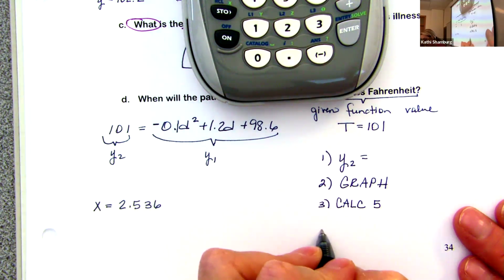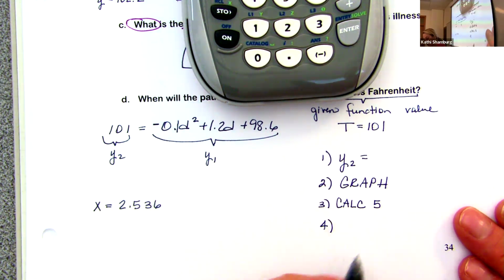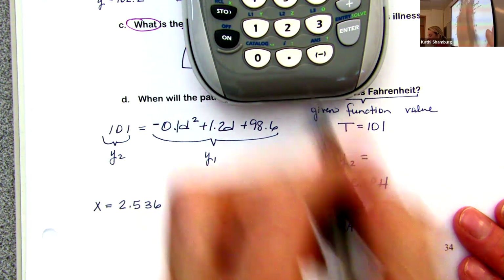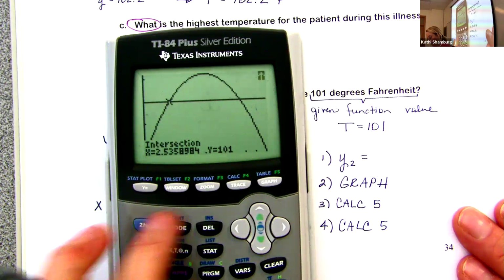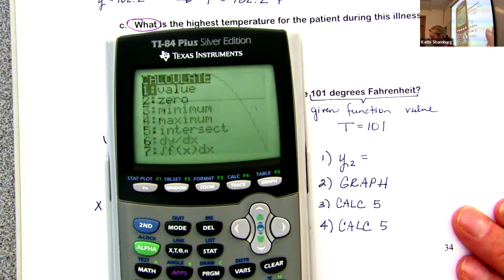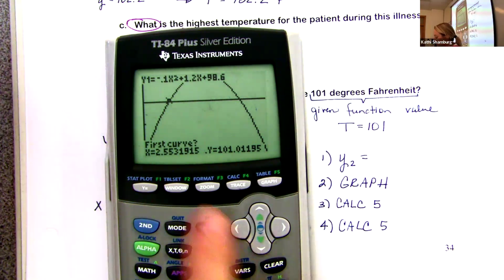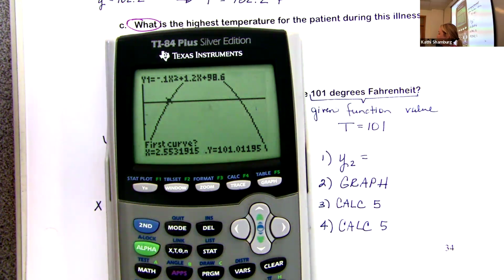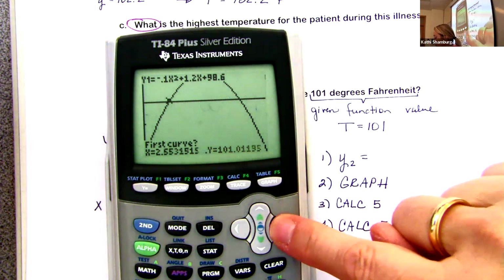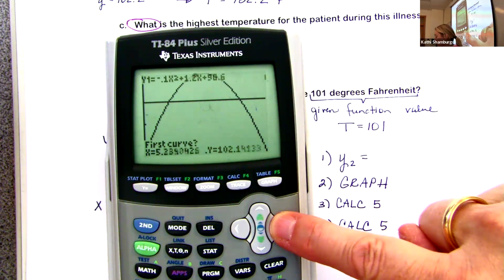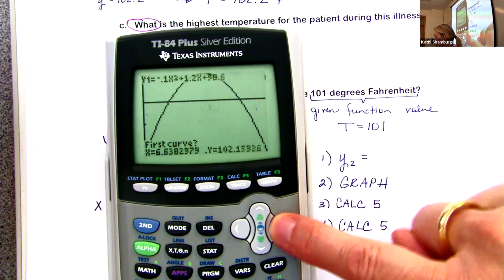But now I have another one. So you're going to go back to Calc 5, second Calc 5. Okay, but here's the key. If you start hitting enter, enter, enter, it's going to give you this same one again. So now what I'm going to do is move my cursor to where it is closer to the second intersection.